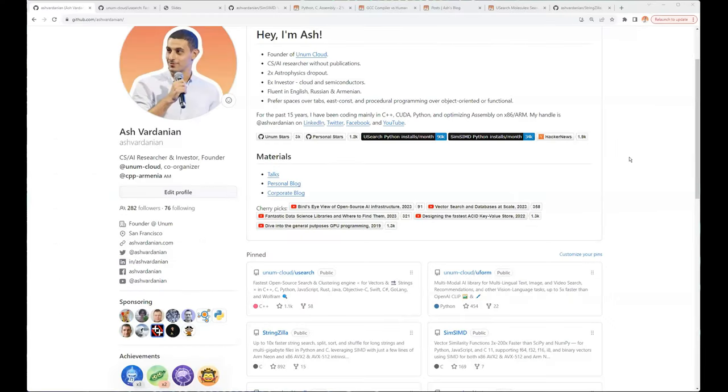Yeah, so my name is Ash. I run a software project called Unum, where we build low-level libraries for large-scale data processing. We focus mostly on search-like problems. So those are very IO intensive, and we build the whole stack from the very bottom level. So if we need to write assembly, we write assembly.